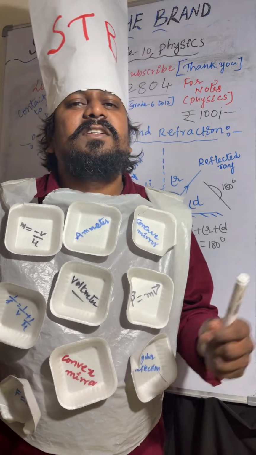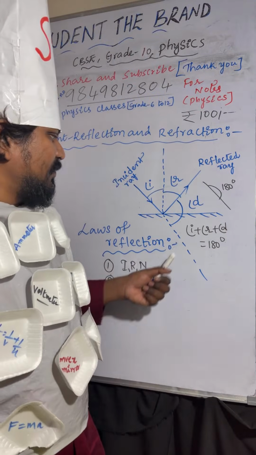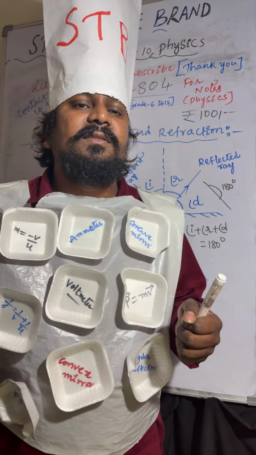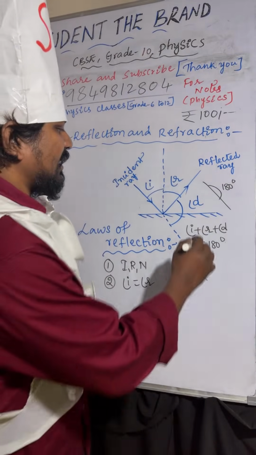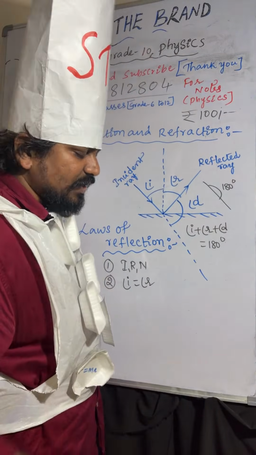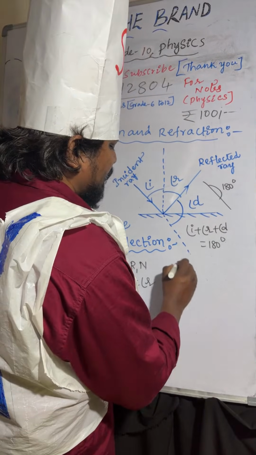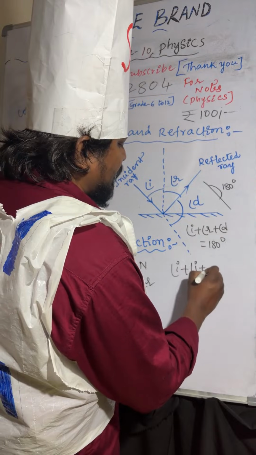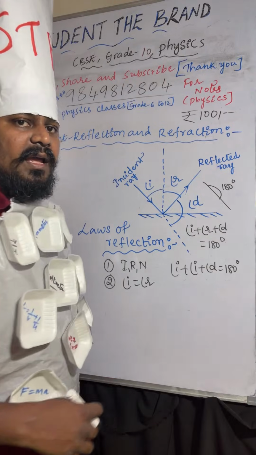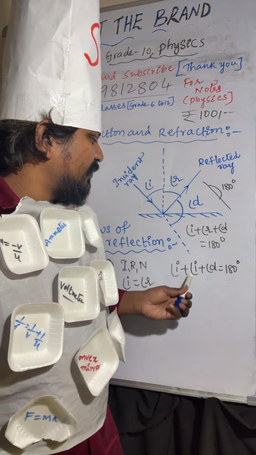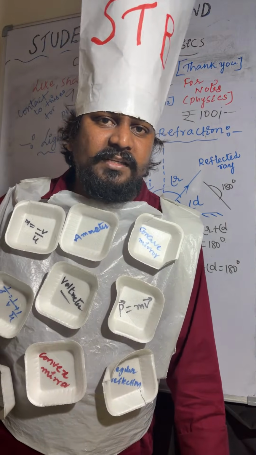From the law of reflection, angle of incidence is equal to angle of reflection. So that I can write angle of incidence plus angle of deviation equal to 180 degrees. Angle of incidence plus angle of deviation equal to 180 degrees. I hope it is very clear.